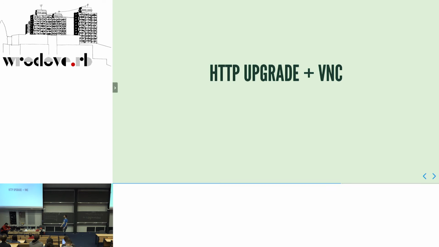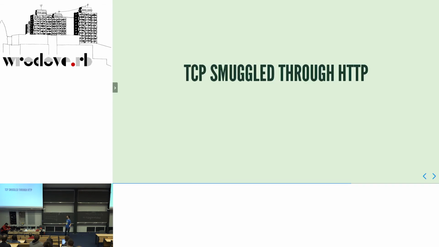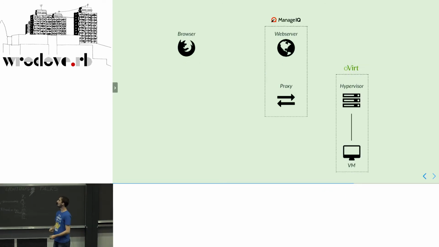So PER is basically HTTP upgrade plus VNC, but you can send through SSH or any kind of TCP-based protocol. So it's basically TCP smuggled through HTTP. You open an HTTP connection, you downgrade to TCP and send whatever you want. In the case of ManageIQ, we are imagining a situation where you have your ManageIQ appliance with the web server and our proxy. You have a virtualized environment, let's say oVirt, with a VM you want to access.